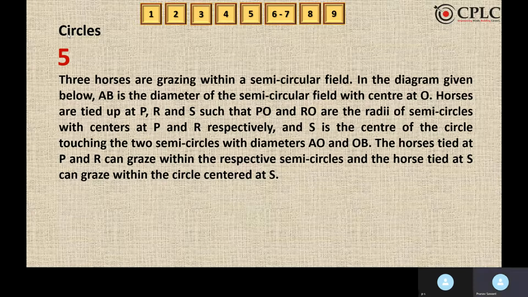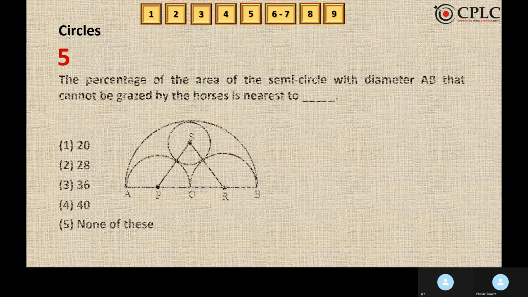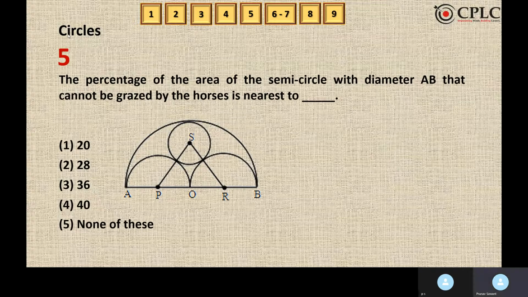S is the center of the circle touching the two semicircles with diameter AO and OB. The horses tied at P and R can graze within the respective semicircles, and the horse tied at S can graze within the circle centered at S. This is the diagram that we have. The question says the percentage of area of the semicircle with diameter AB that cannot be grazed by the horses is nearest to what?